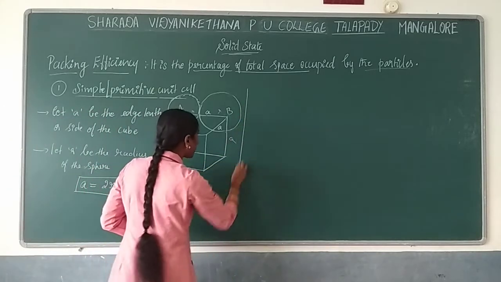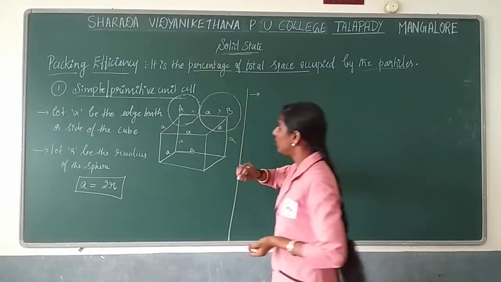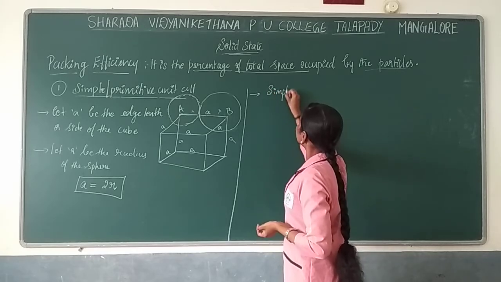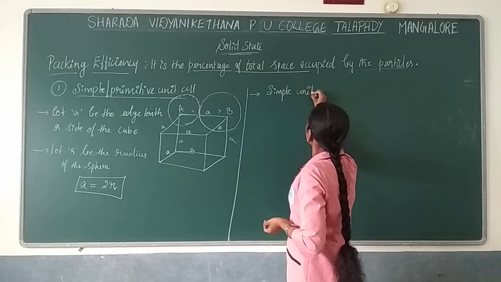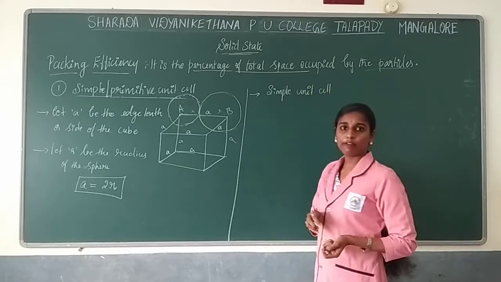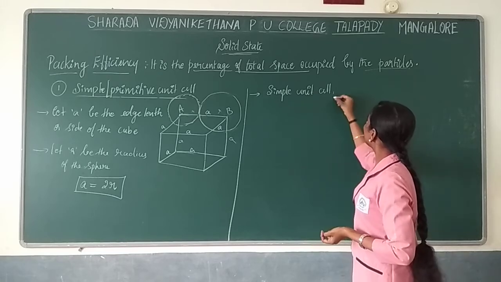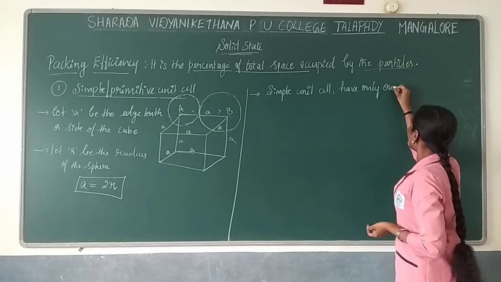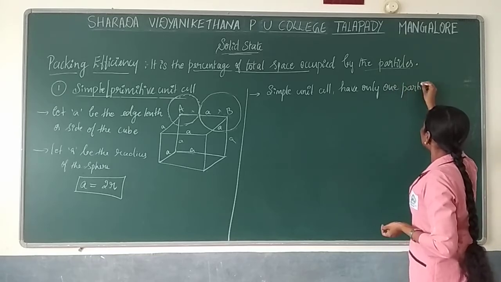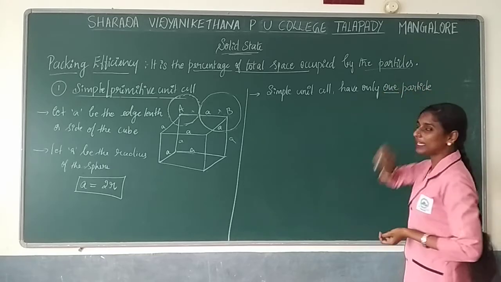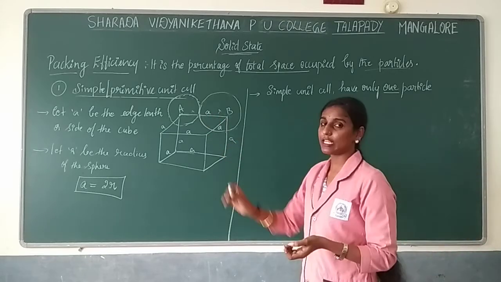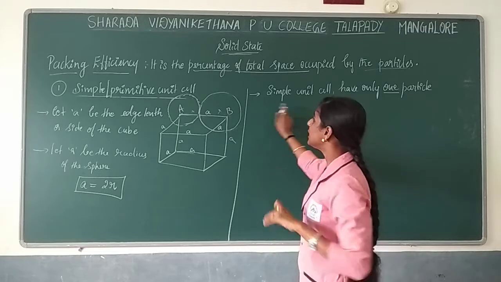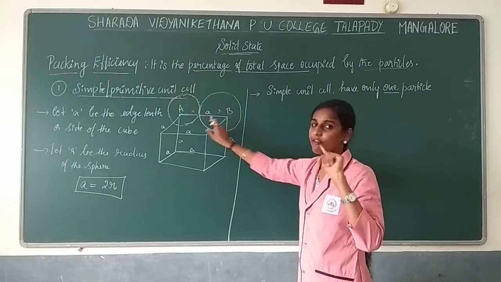Now we know that if you are taking a simple unit cell, how many particles will be there? So the simple unit cell has only one particle present, right? So for the simple unit cell, you have calculated the number of particles which belong to that particular unit cell. So here the unit cell will have just one particle.